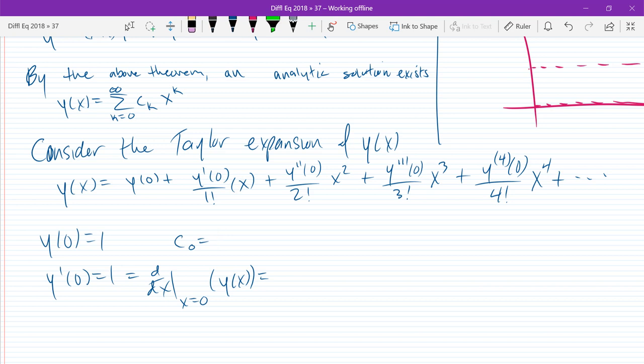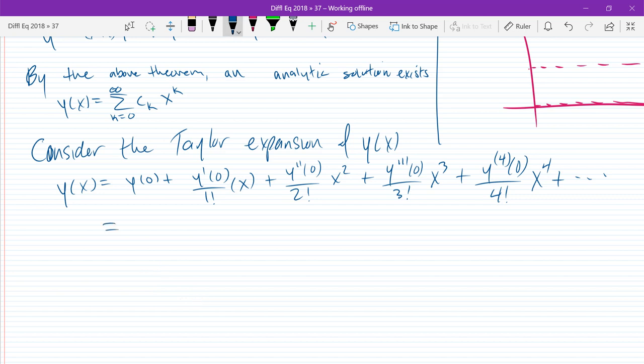I'm doing way more work. Hold on. This is way harder than it needs to be. I'm writing so much more than we need to write. Wow. Rookie mistake. All right. Y of 0 is 1. Let's just plug it in. Y prime of 0 is also 1. Let's plug it in.